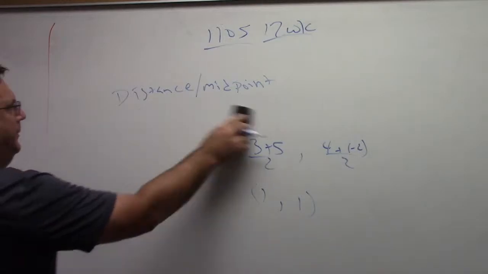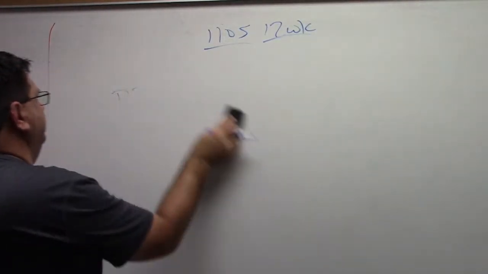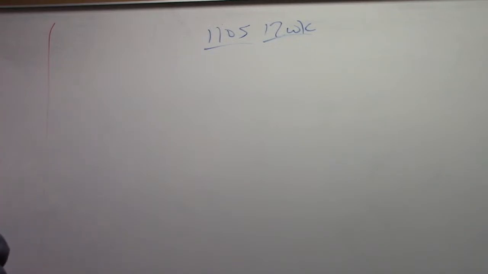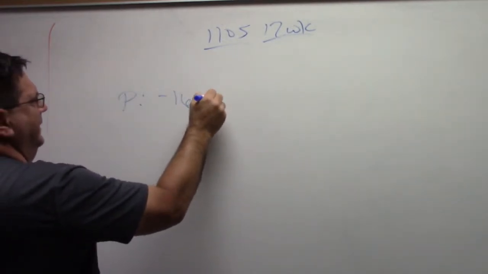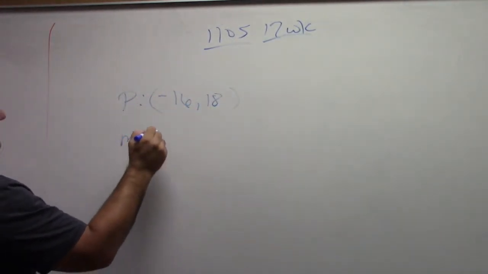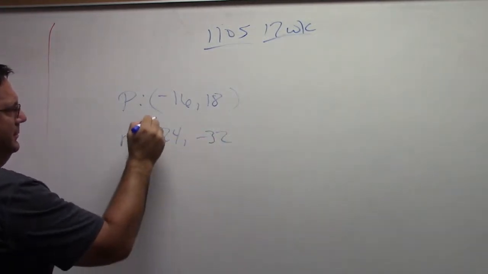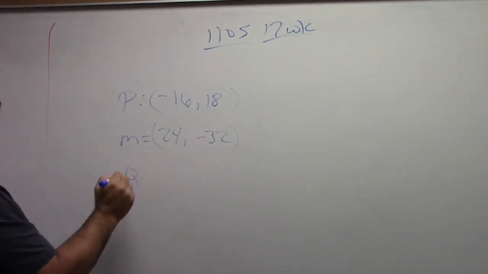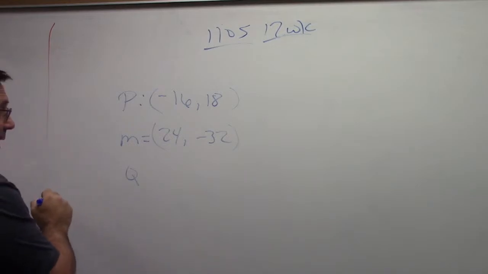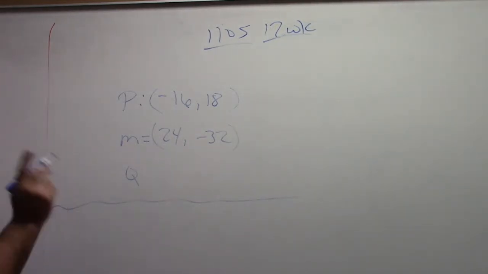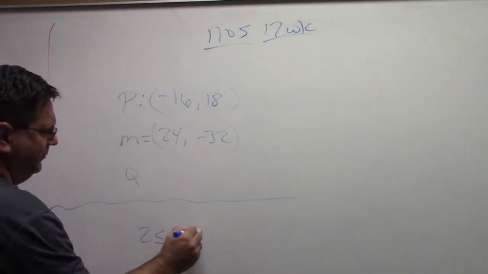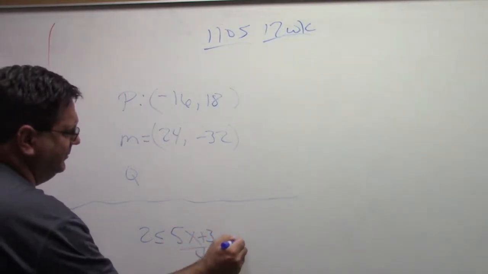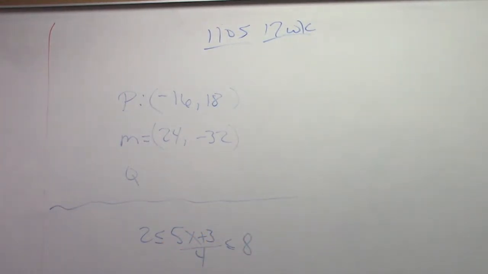Okay. Time for your kryptonite. Oh, I know it. Yeah, time for your kryptonite. P, negative 16, 18. M, 24, negative 32. Find Q. And then, let me give you this. 2 less than or equal to 5x plus 3 over 4 less than or equal to 8. Let's solve that. You ain't seen that. That's why you showed up today.